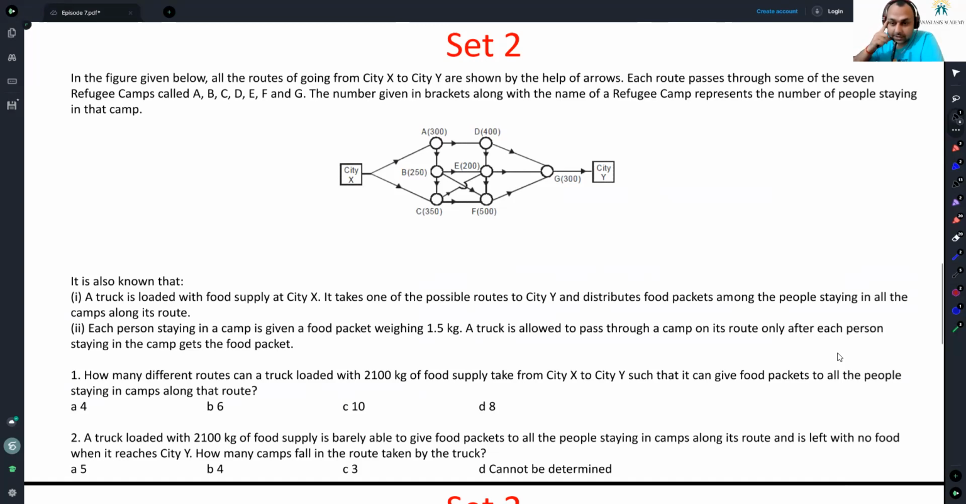Okay, a truck is allowed to pass through the camp on its route only after each person staying at the camp gets the food packet. Okay, only after they get the food packet do they pass on. Cool. Let us read through the questions.